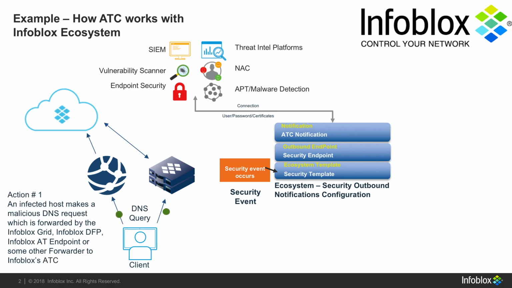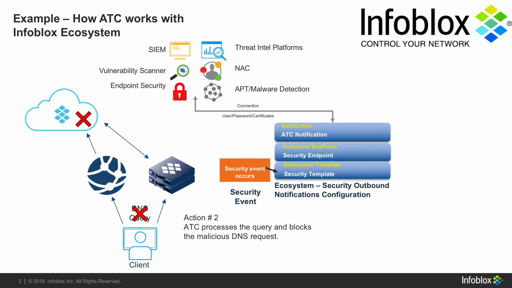First, a user tries to make a DNS request to a domain that is not allowed, which is forwarded to Infoblox's Active Trust Cloud by Infoblox's Grid, Infoblox DFP, Infoblox Active Trust Endpoint, or some other forwarder. Next, Active Trust Cloud will process the query and block it from reaching out.